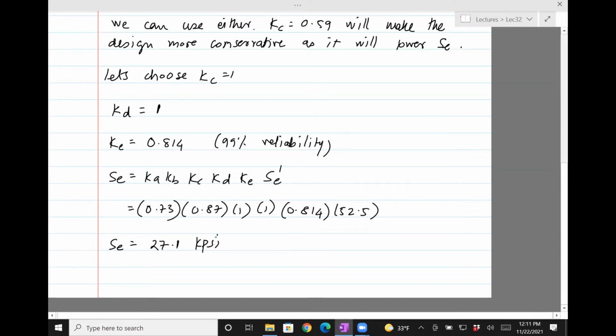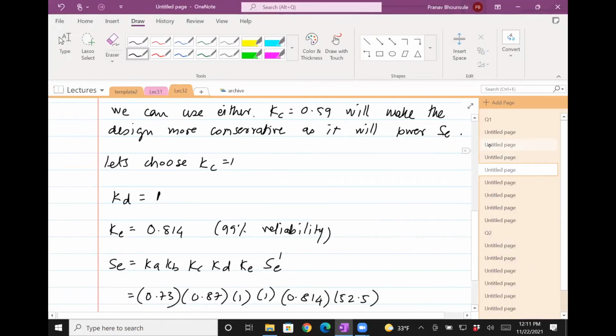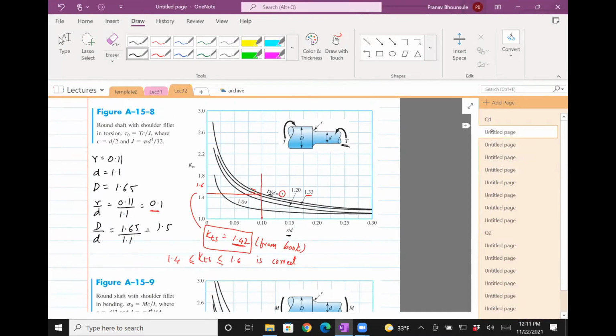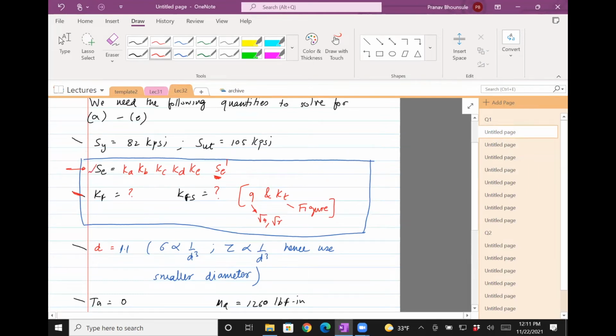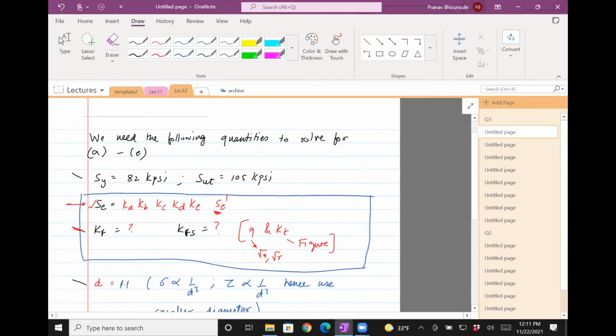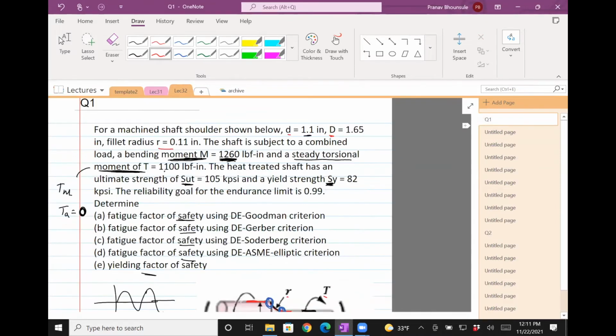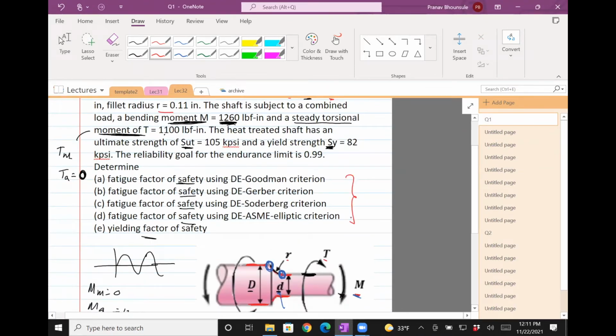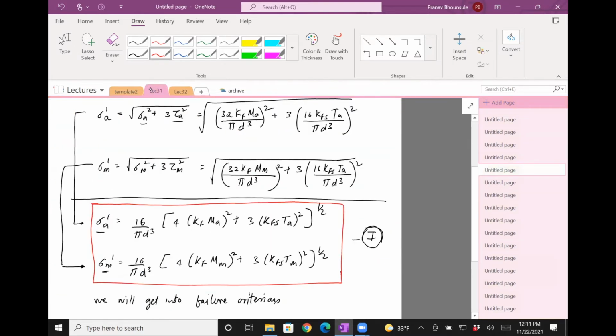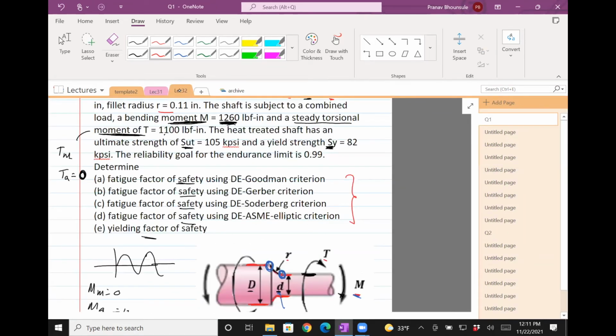Okay, so once we have Se, which is the last piece of information we needed to solve this, now it's just a matter of writing down the formulas for these criteria and then subbing in, because everything we need has been determined. It'll take me a while to get these formulas, so let me just pull them from my notes. Let's start with Goodman, Gerber. Okay, let's start with Goodman.